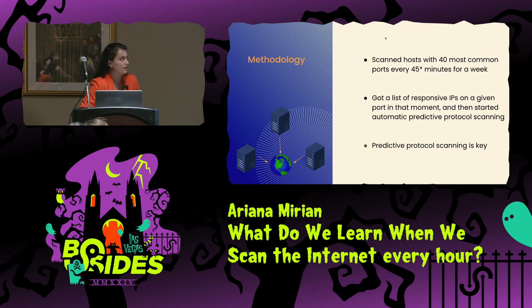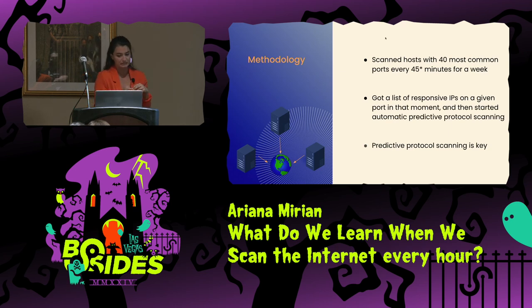To make sure we're on the same page, I'm just going to go over our methodology really quickly. We scan hosts that had the 40 most common ports open every 45 minutes for a week. In an ideal world, I would have had like 20 servers to do this experiment on, so we were limited by server load. We ended up only scanning about 6 million IPs because this takes time. The way that we picked those IPs is essentially we got a list of responsive IPs on these 40 most common ports, took a subset of them, and then kicked off our predictive scanning protocol tool that we use at Census for our actual data set.